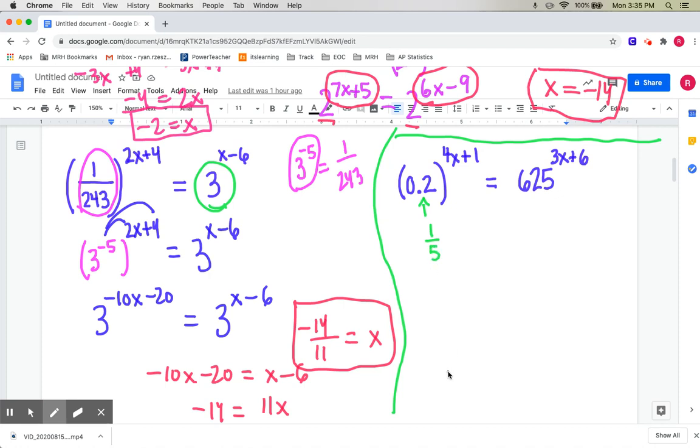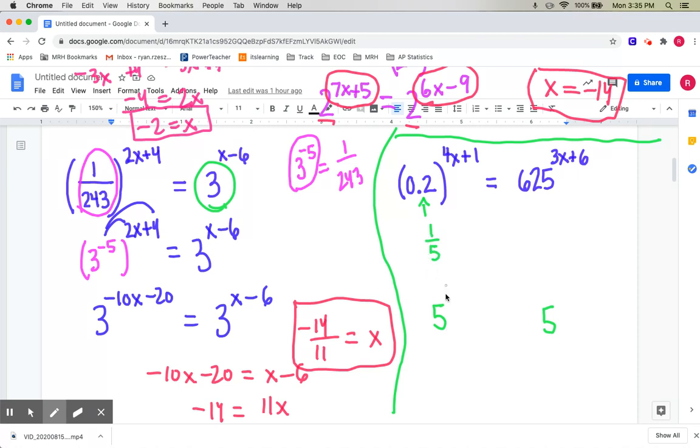Then what I'm going to do is ask myself, 1/5 and 625 are part of what exponent family? It turns out they are both part of the 5 exponent family. So I'm going to manipulate both sides of this problem so I can get a clean base of 5, and then it'll be easier to work with. Trying to deal with a 1/5 or a 625 for matching bases is just a lot more work.